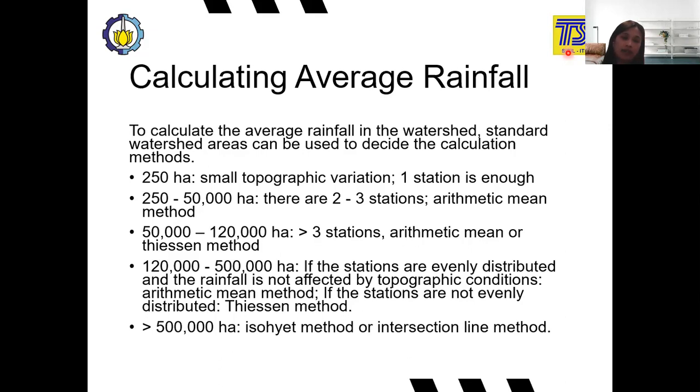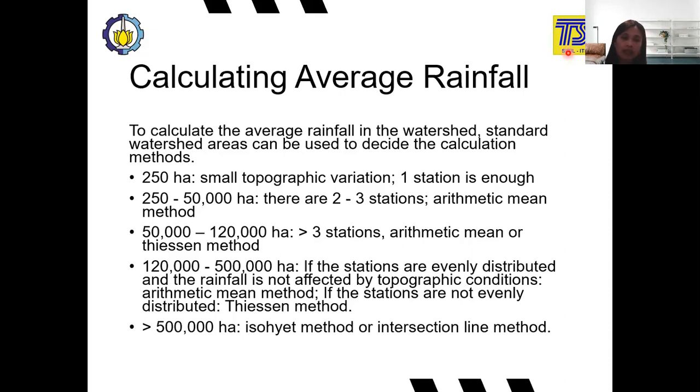And for the watershed area of 50,000 until 120,000 hectares, you need more than 3 stations. And you can also use the arithmetic mean or Thiessen method. It depends on your topographic variation.